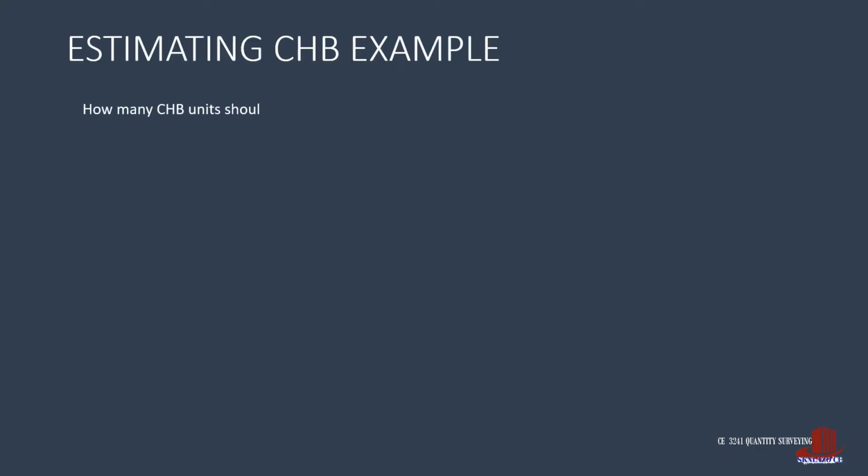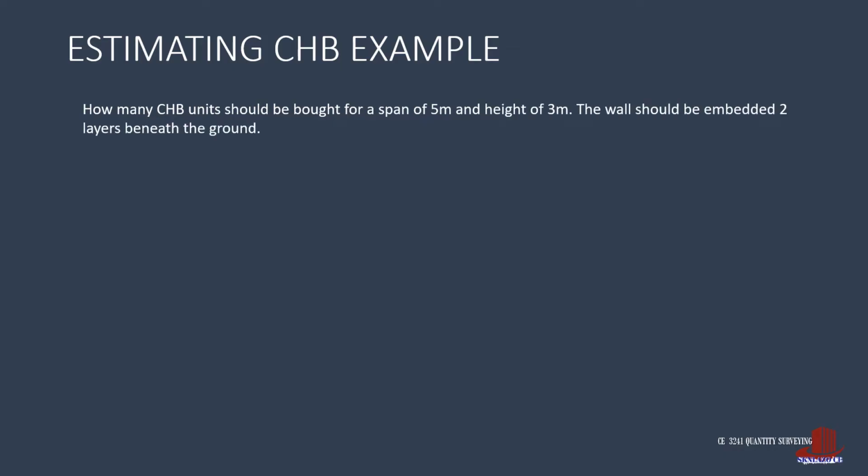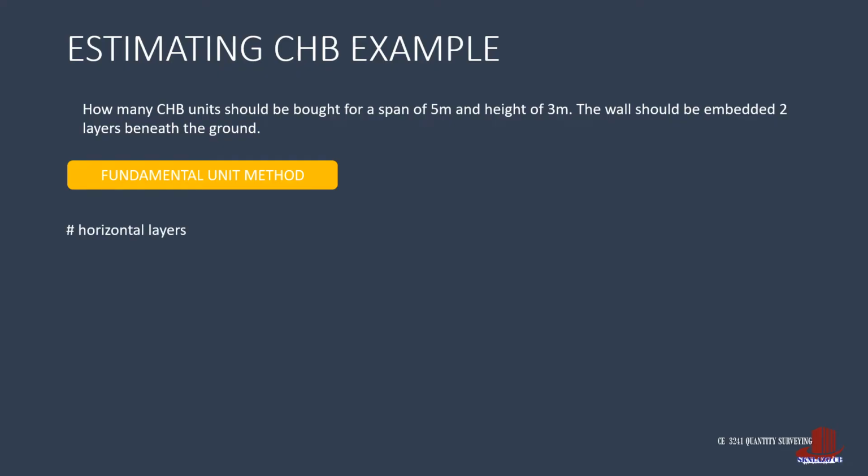Let's take an example to estimate units of CHB. A wall of 5 meters length and 3 meters height is to be estimated. Additional 2 layers are embedded under the ground. Solving this in the fundamental unit method, we determine the number of layers and the number of pieces in each layer. Let's start with the horizontal layers.